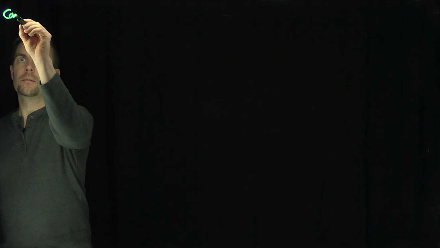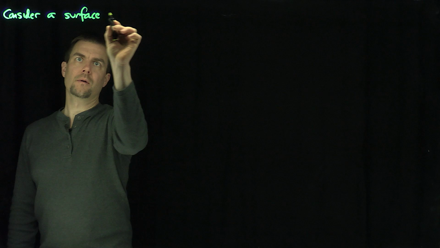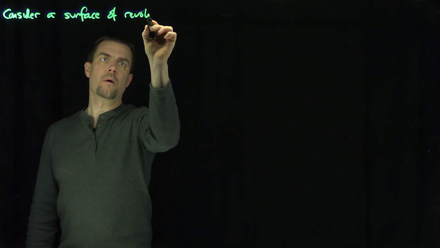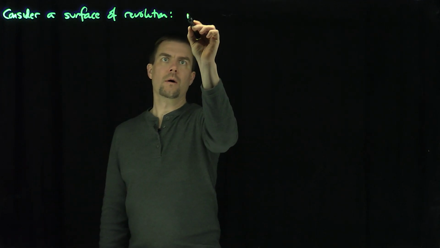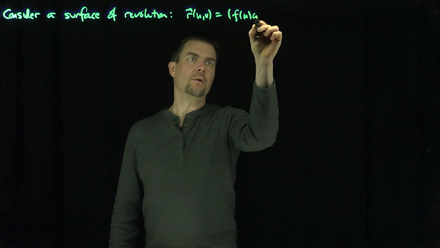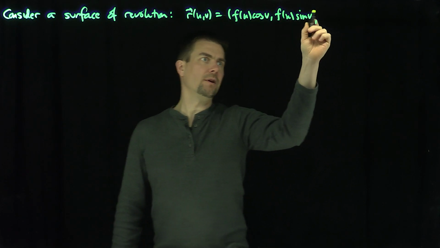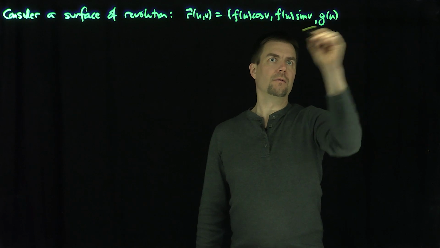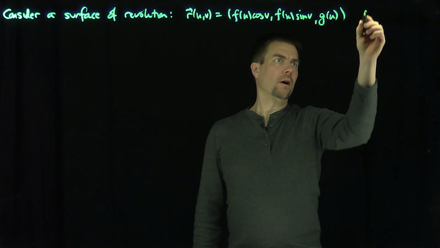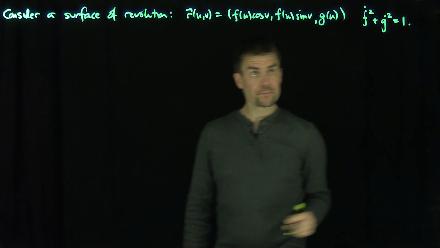Hello students, in this video we'll classify minimal surfaces of revolution. Let's consider a surface of revolution R of u and v, which is f of u cosine v, f of u sine v, and then g of u, like so, in arclength parameter, so that f dot squared plus g dot squared is equal to 1.